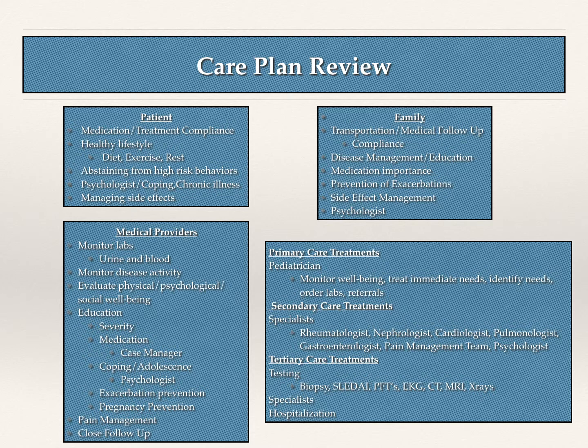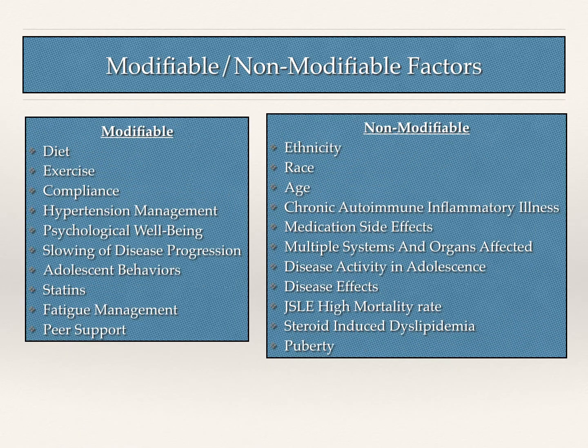So the pediatrician is the primary care, monitoring the well-being, treating any immediate needs, identifying the needs, ordering labs and referrals. Secondary care would be the specialist, the rheumatologist, nephrologist, cardiologist, and such. It's definitely a very complex team of physicians that follow these patients because there are so many systems involved. And then for tertiary care, it's usually testing at a specialty center or hospital, biopsies, monitoring the disease activity with the Lupus Disease Activity Index, PFTs, EKG, CTs, or any other further testing.